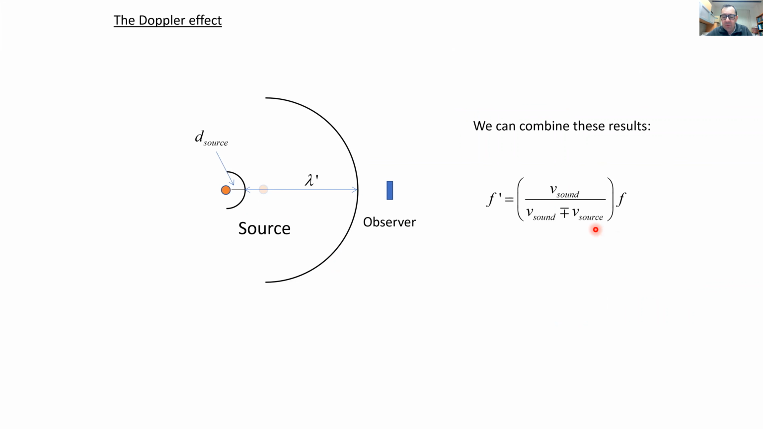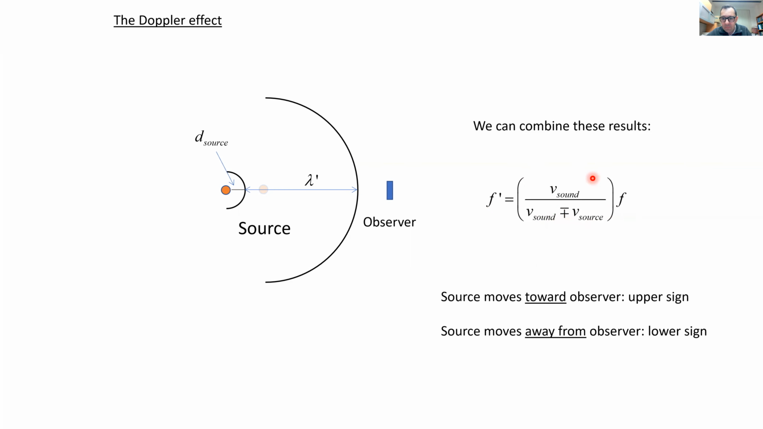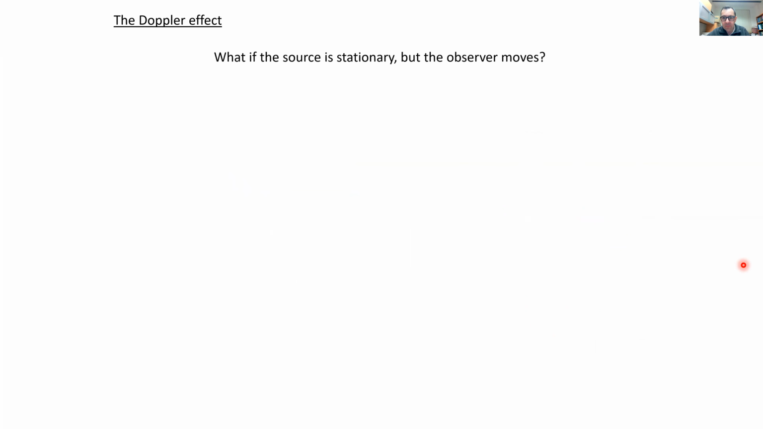So we can combine both of those results. I've written them in the same form. The only difference is the sign there. So that formulation there works with these two rules then. If the source moves towards the observer, use the upper sign. If the source moves away from the observer, use the lower sign. Okay. All right, so this is the result for a moving source.